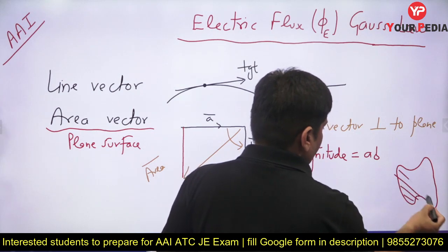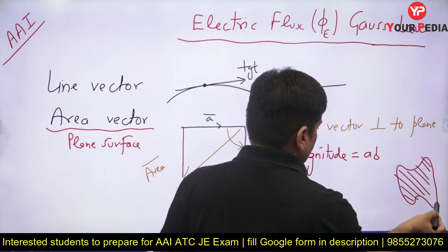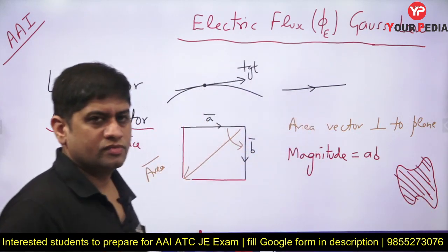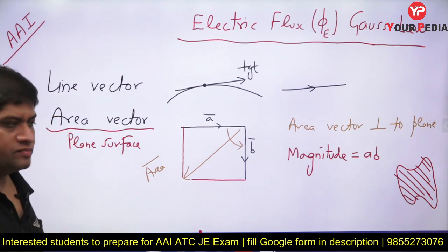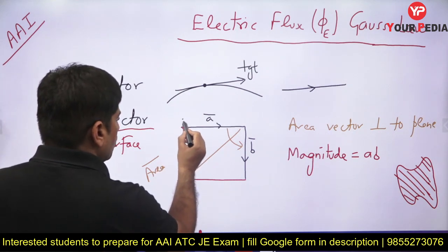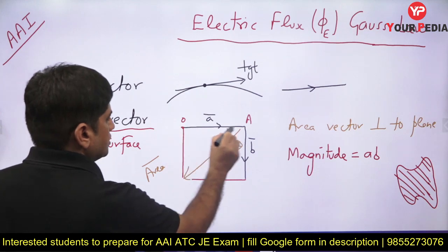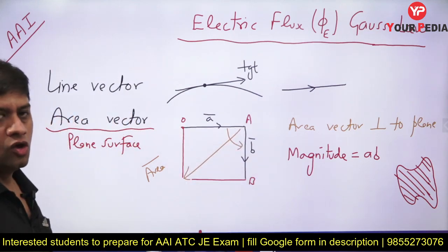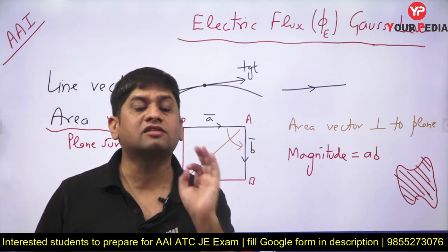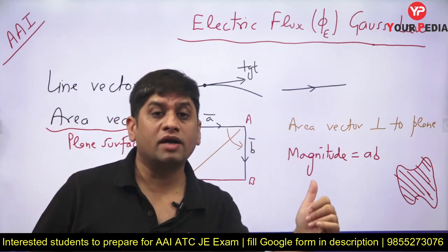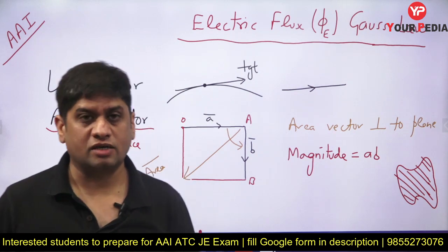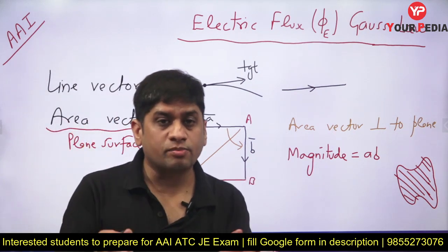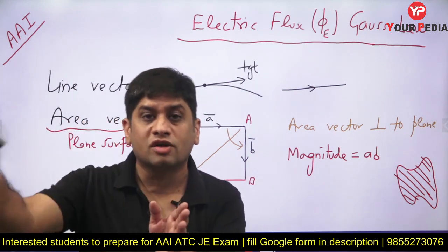Okay, now magnitude is okay. What about direction? Because area is a vector. Just imagine this side. If I go from O to A, the direction is this side. If I go from A to B, the direction is this side. Now suppose I give you two vectors and ask you to calculate their vector product, because only the vector product gives you a vector. Scalar product does not give you a vector.